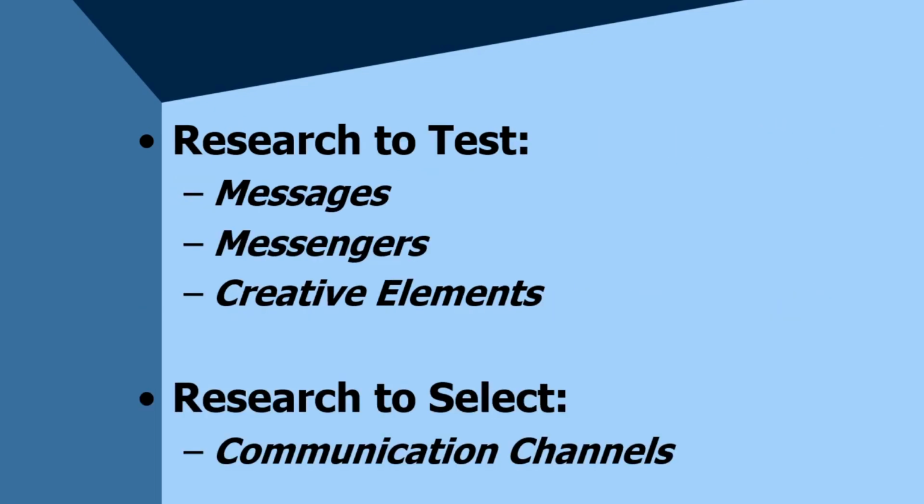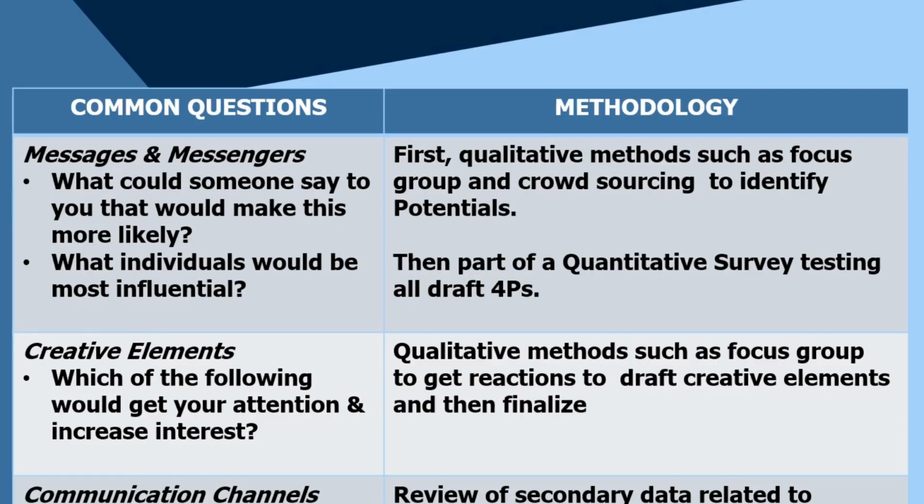Our promotion strategy will be inspired by research that will test potential messages, messengers, and creative elements, and research to select communication channels. Common questions to zero in on messages and messengers would be things like, what could someone say to you that would make this more likely? What individuals would be most influential? In terms of methodology, qualitative methods like focus groups and crowdsourcing identify these potentials, and then they are included as part of a quantitative survey testing all draft 4Ps.